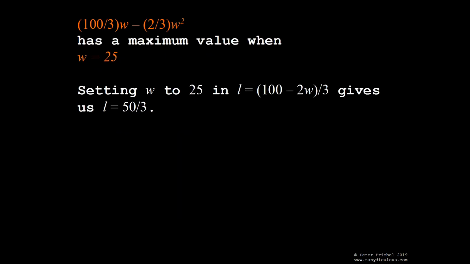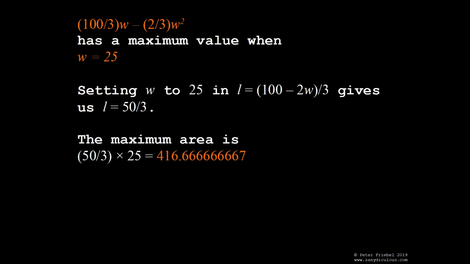Now, the formula for the area has a maximum value when W is 25. Setting W to 25 in the formula for L will give us L is 50 divided by 3. The maximum area is then 50 divided by 3 times 25, which is 416.666 square meters.